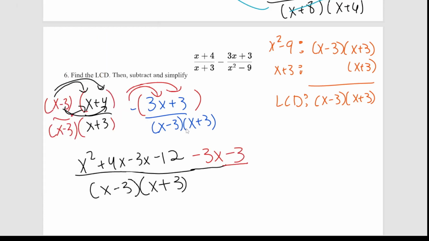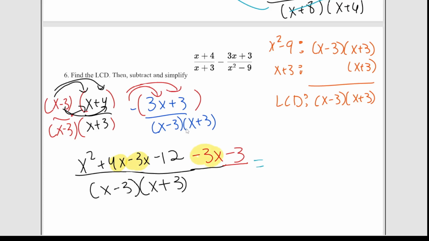Now I want to combine like terms, and after I've combined like terms, I want to see if I can simplify this further by actually factoring. But first, let's combine like terms. And in particular, in terms of my x's, I've got a 4x minus 3x minus 3x. That will combine to make negative 2x. So we'll have x squared minus 2x, and then negative 12 minus 3 will give us negative 15, all over x minus 3, x plus 3.